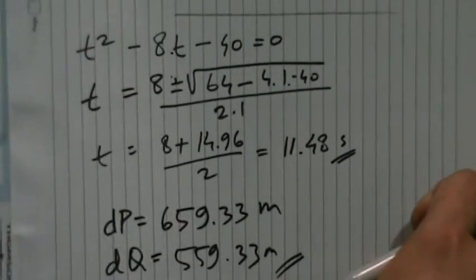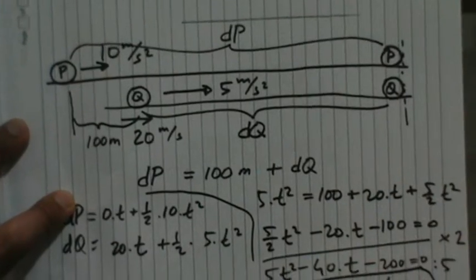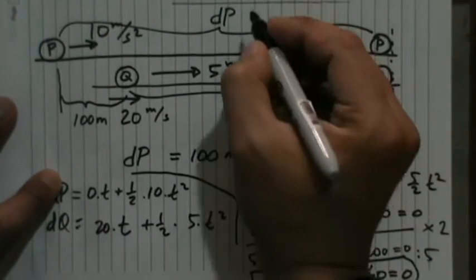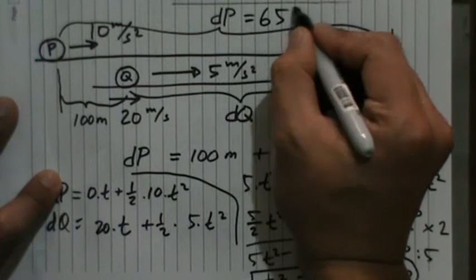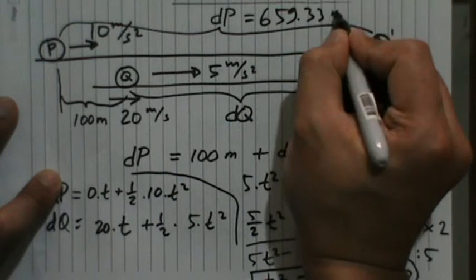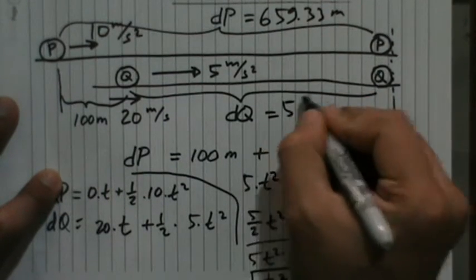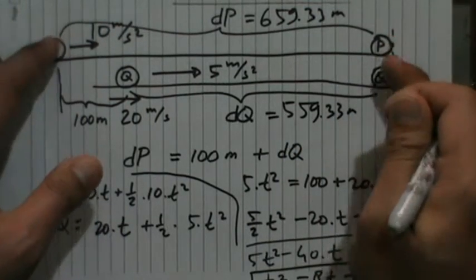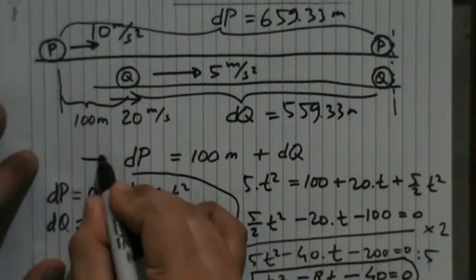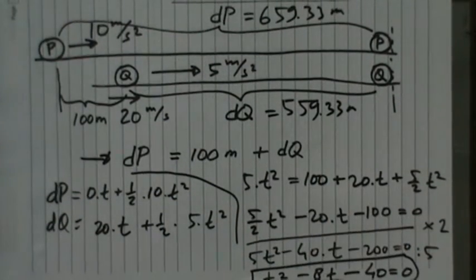So if we take a look on previous picture here, the distance traveled by P is 659.33 meters, and the distance traveled by Q 559.33 meter, so that you see that satisfies this relation.